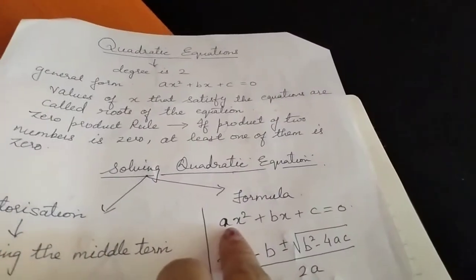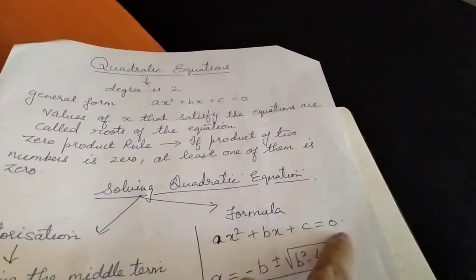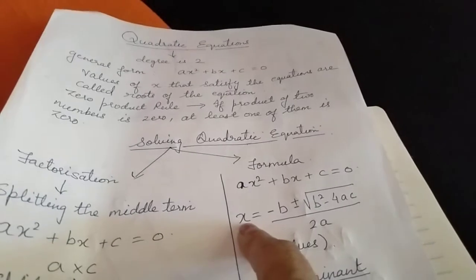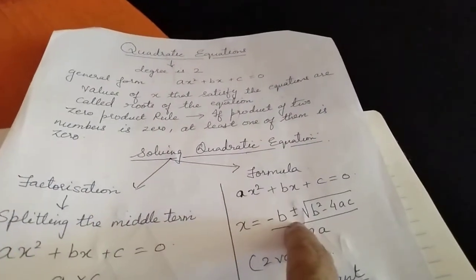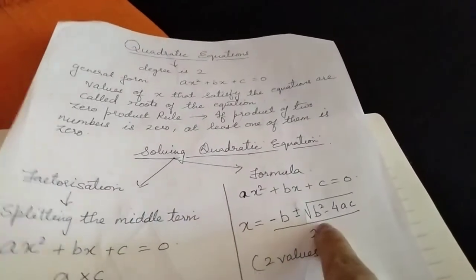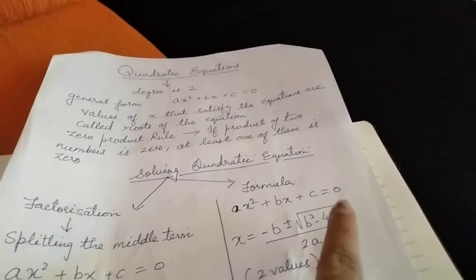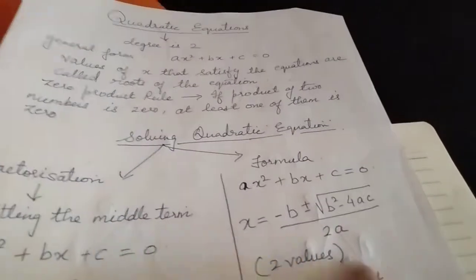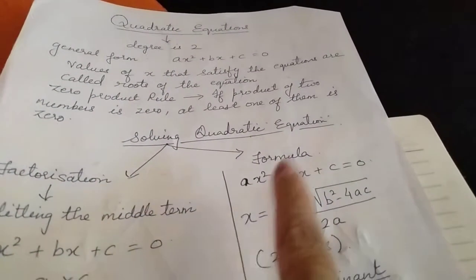Now this is your quadratic equation, ax square plus bx plus c equal to 0. The formula is x will be equal to minus b plus or minus root of b square minus 4ac, whole thing upon 2a. So a, b, c values you can find out and you have to substitute in this and solve. Now always here you see plus and minus, that means once you will get two roots.